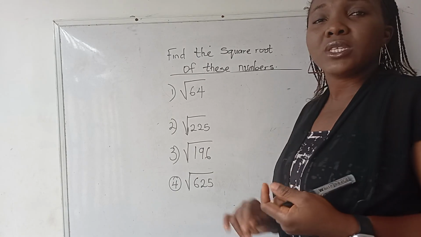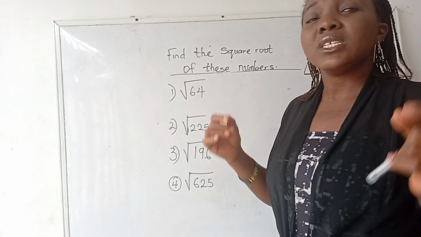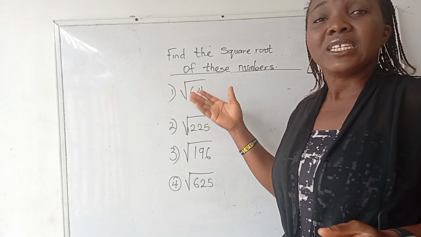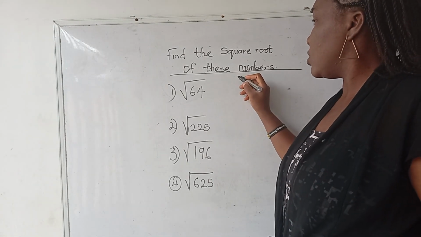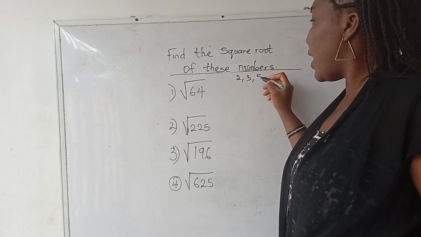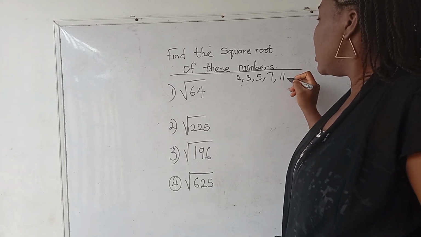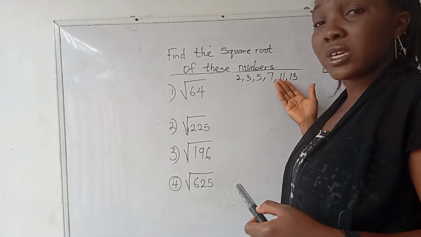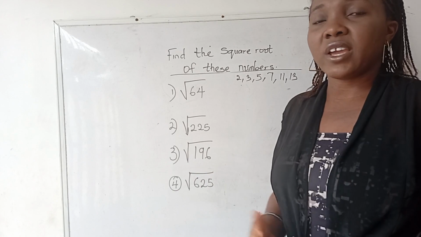Now please note that when you're about to find the square root of numbers, you should consider their prime factors, numbers that can divide that number with ease. For instance, you have your 2, you have your 3, your 5, your 7, 11, 13. These are numbers that you look into when you want to find your square root.